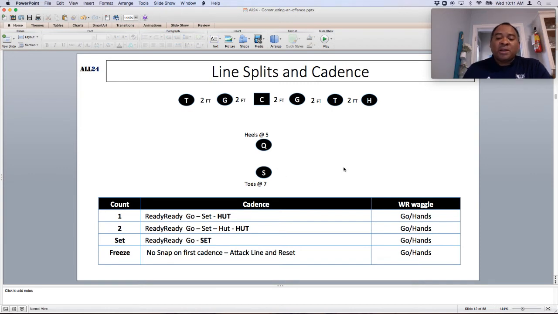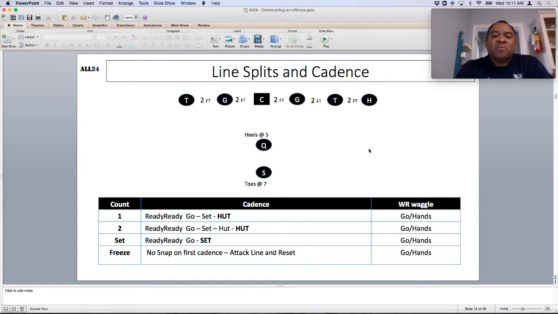And below, we're going to get into a little bit of cadence. So cadence is what you're using to start your play. It's your communication system to get the play started and gone. You'll notice in the one column here we talk about the wide receiver waggle, and we're using hand signals or a go call or a foot call by the quarterback. It depends.